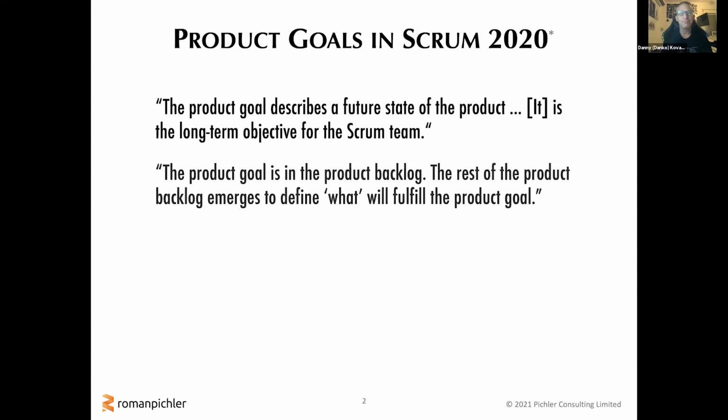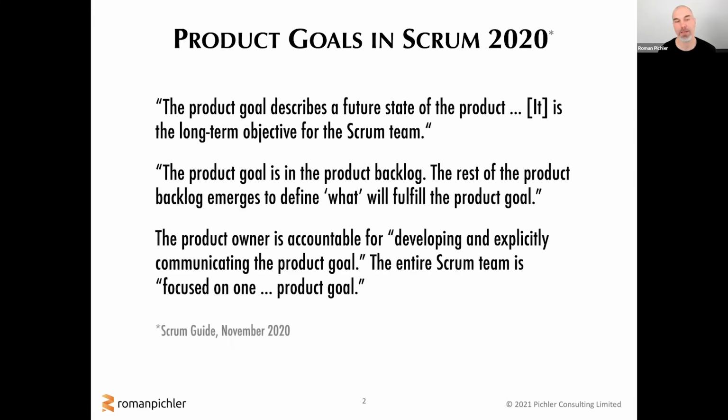Here's just a quick reminder of what the Scrum Guide says about product goals. I just put this together in case people don't know. Product goals should describe a future state of the product, a long-term objective for the Scrum team. It's in the product backlog. The rest of the product backlog emerges to define what will fulfill the product goal. The product owner is accountable for developing and explicitly communicating the product goal, and the entire Scrum team is always focused on one product goal, right?